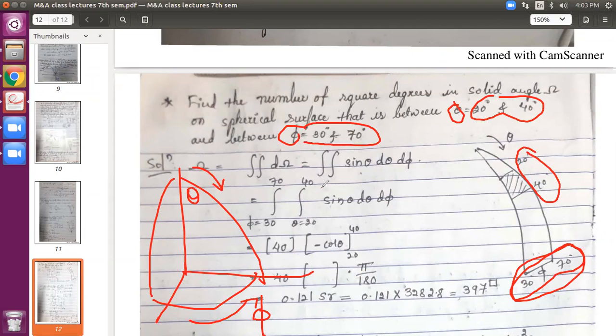This is a purely mathematical problem. Every data is given to you, you should be good in integration. That's it.